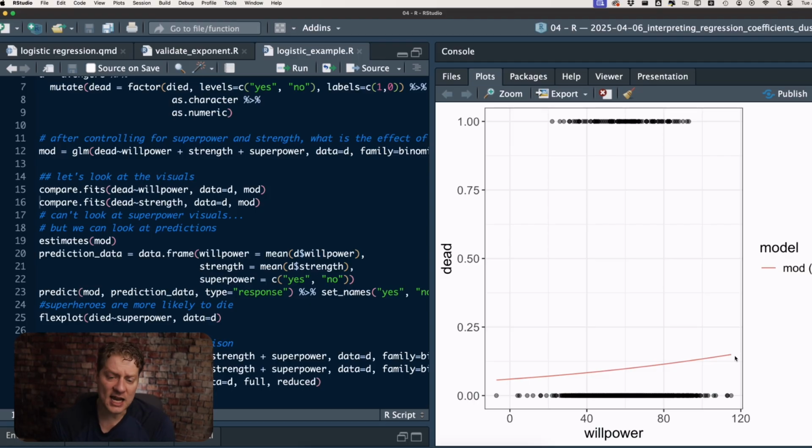And so we do see some predictive power, maybe. There is some slight slopiness. Slight slopiness, that's fun to say.